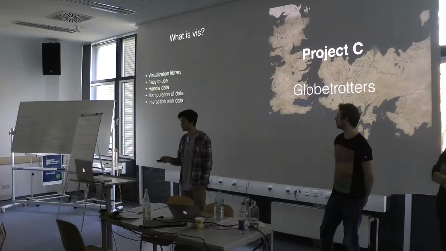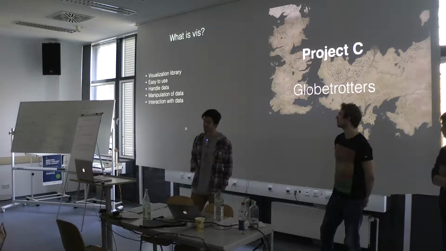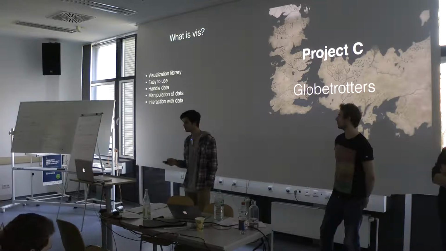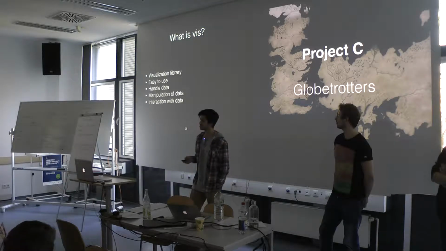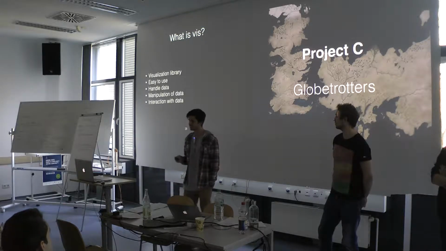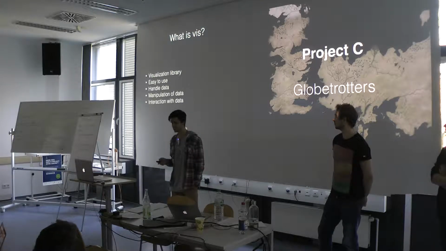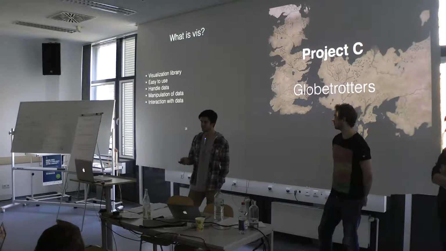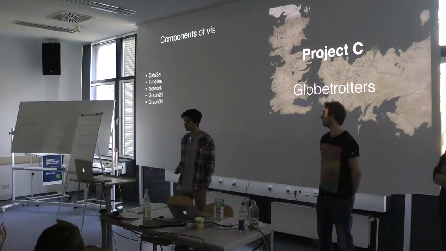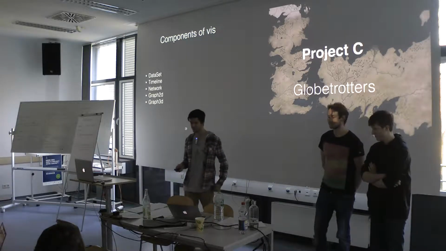Vis is a dynamic, browser-based visualization library, and it is made to be easy to use and to handle a large amount of data, and it enables manipulation of and interaction with data. It consists of 5 components, namely dataset, timeline, network, graph 2D, and graph 3D.